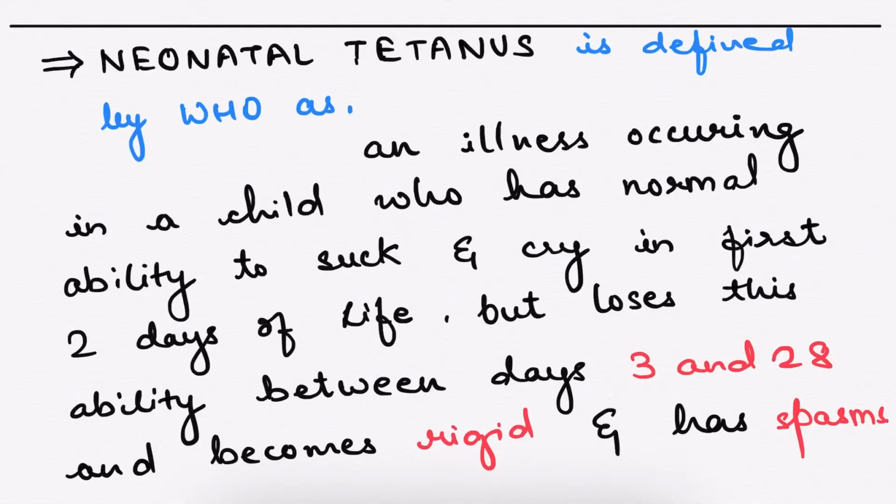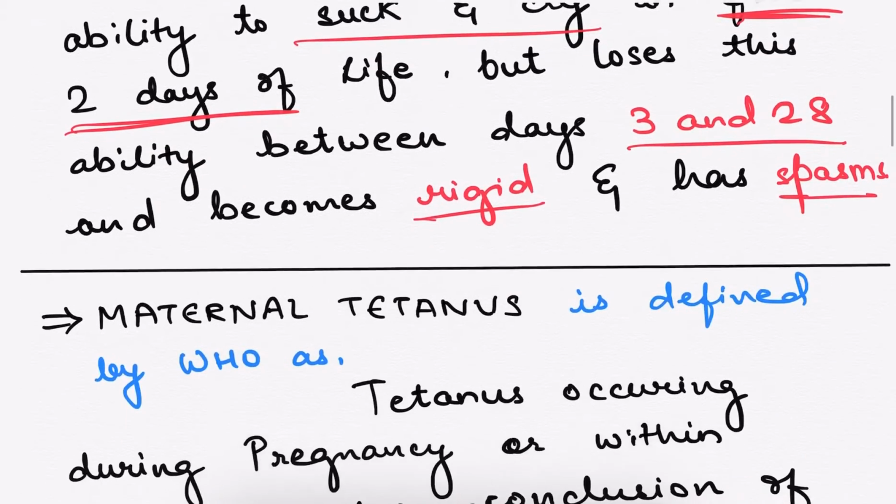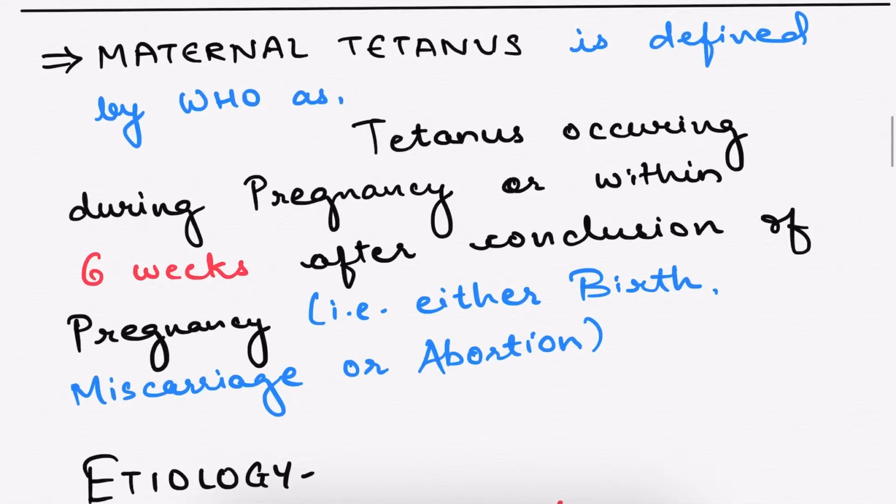Neonatal tetanus is defined by the WHO as an illness occurring in a child who has normal ability to suck and cry in the first 2 days of life, but loses this ability between days 3 and 28 and becomes rigid and has spasms. Maternal tetanus is defined by the WHO as tetanus occurring during pregnancy or within 6 weeks after conclusion of pregnancy. Conclusion of pregnancy here means either birth, miscarriage or abortion.